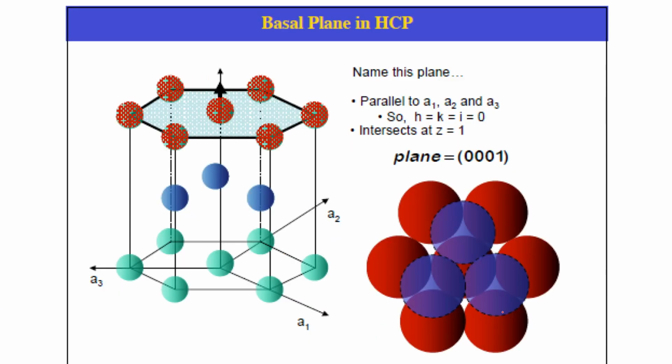Now see the plane above, whatever is shown here. H, K and I will be 0. It's only on the Z axis, so it will be 0, 0, 0, 1. It will be in the C axis.